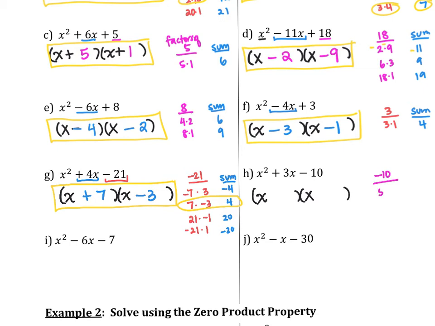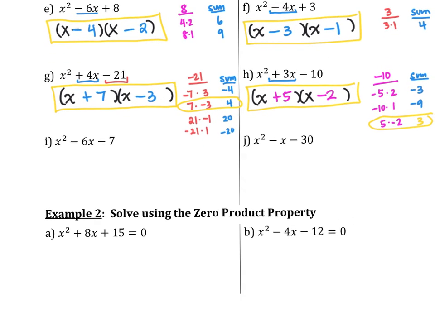Let's see, I could do 5 times 2. I could switch the signs. I could do negative 10 times 1. Let me see if I got it yet. Sum. Negative 5 plus 2 is negative 3, which means that's probably the right one. I just have the wrong sign. Since this is a plus 3, it must be positive 5, negative 2, because that'll add up to positive 3. Okay, so positive 5, negative 2. Doesn't matter which one goes in which parenthesis, but it does matter that the signs are correct.